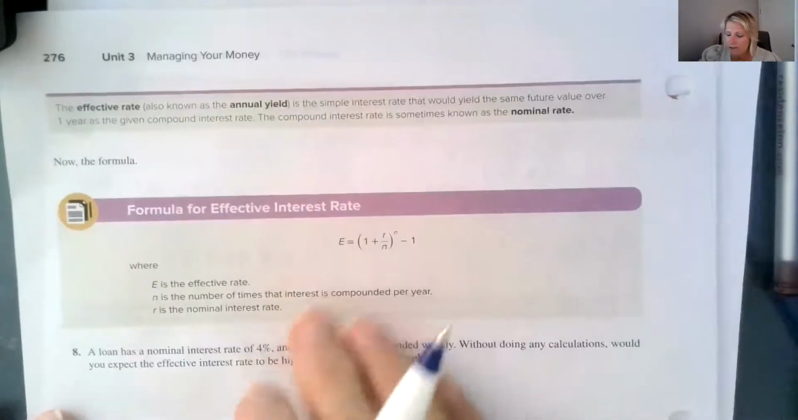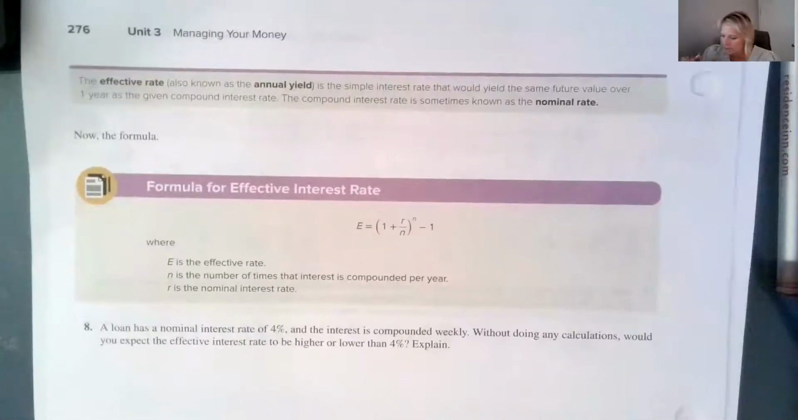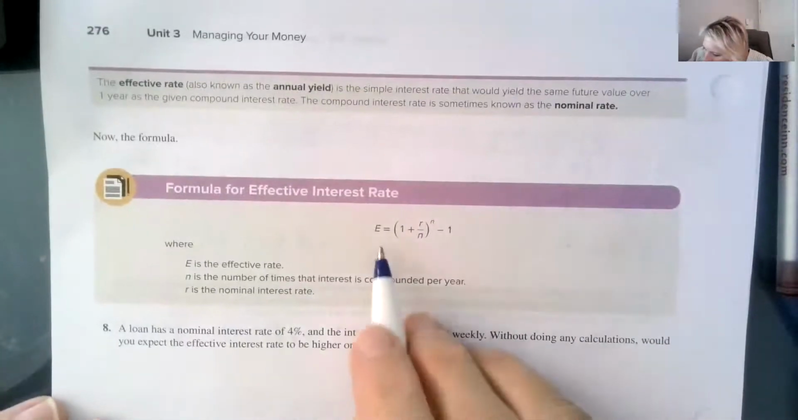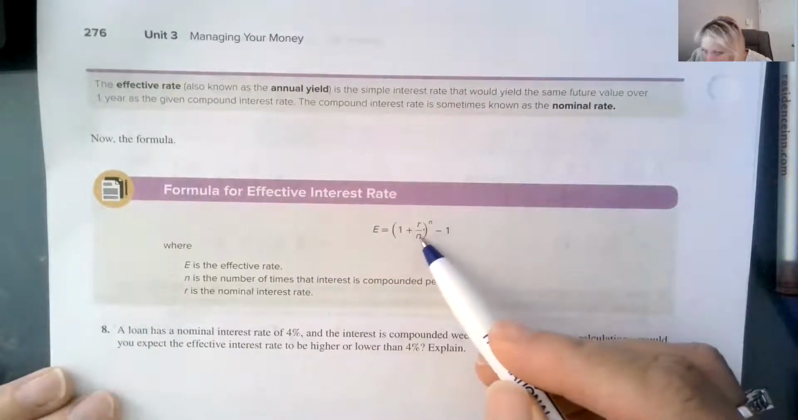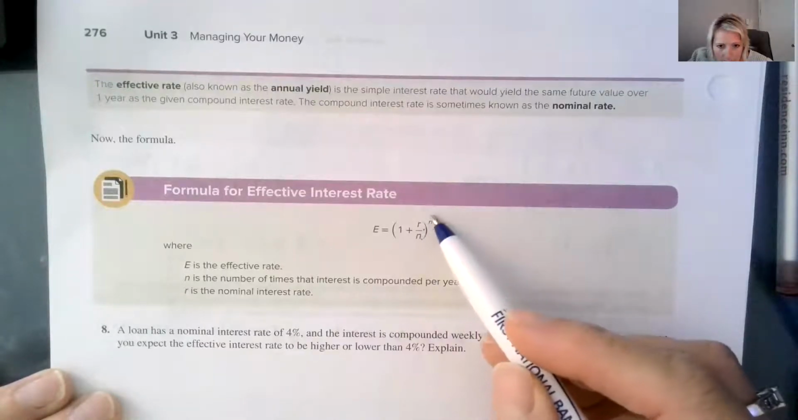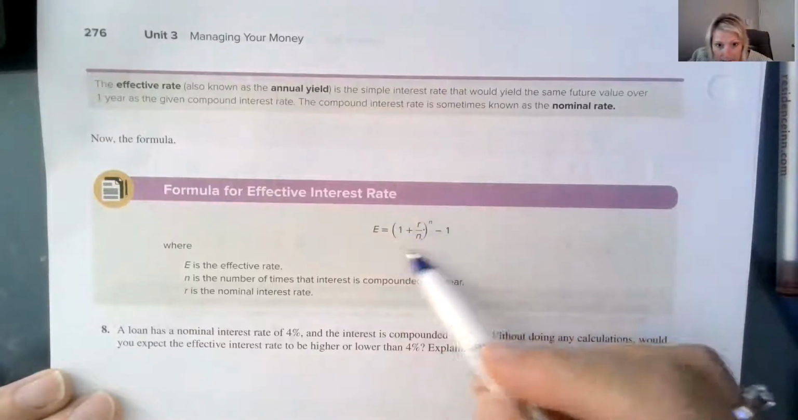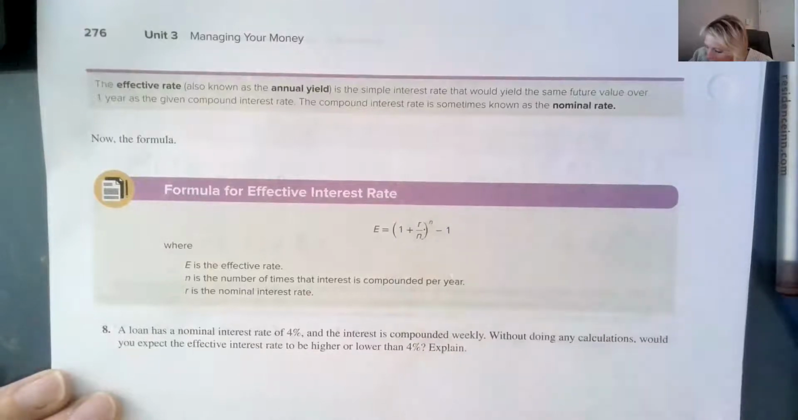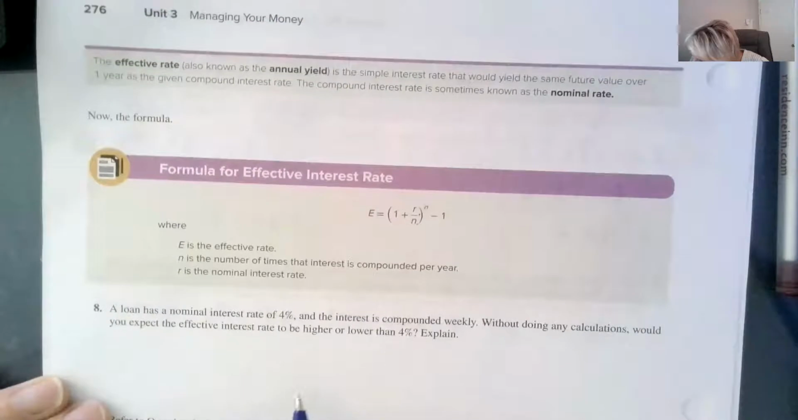So finding the effective rate for all of your options puts them into equal comparisons. So E is the effective rate. And you find that by taking 1 plus your rate divided by the number of times you're compounding per year, to the number of times you're compounding per year as your exponent. And then you're going to subtract 1 at the end. Okay, so make sure this is in parentheses and you have the exponent of n and subtracting 1 at the end.